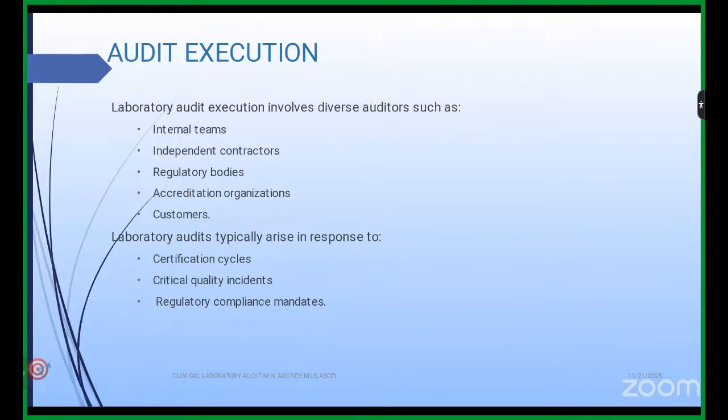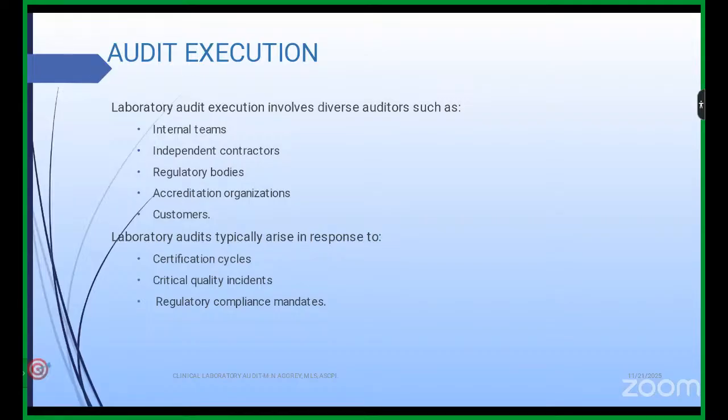Laboratory audits typically arise in response to triggers. A laboratory audit can be triggered by a certification cycle. Maybe you had a 1 year certification cycle or 2 year certification cycle. This cycle will be closed by an audit, and this closure will open to another cycle of certification.